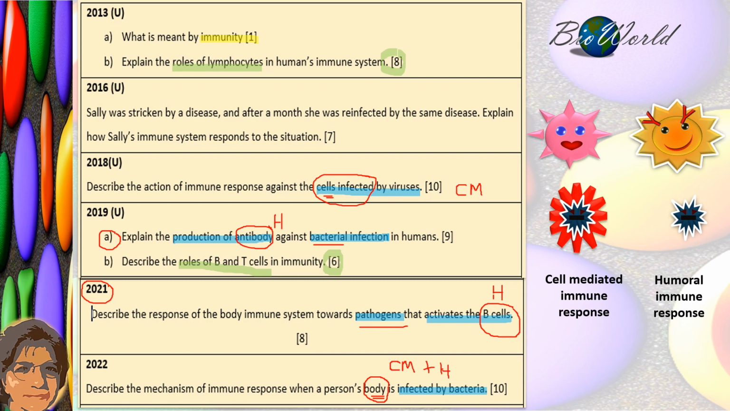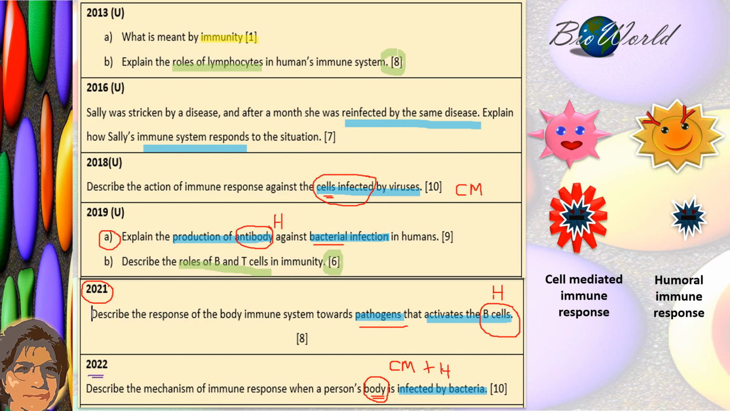Let's look at one more question, that is the 2016 repeat. Okay, it's a little story where they are telling us that Sally was stricken by a disease, and after a month she was reinfected by the same disease. Okay, then they ask you to explain how the immune system responds. So now, if you focus on how the immune system responds, then you may be thinking of answering just like how you answered in 2022.